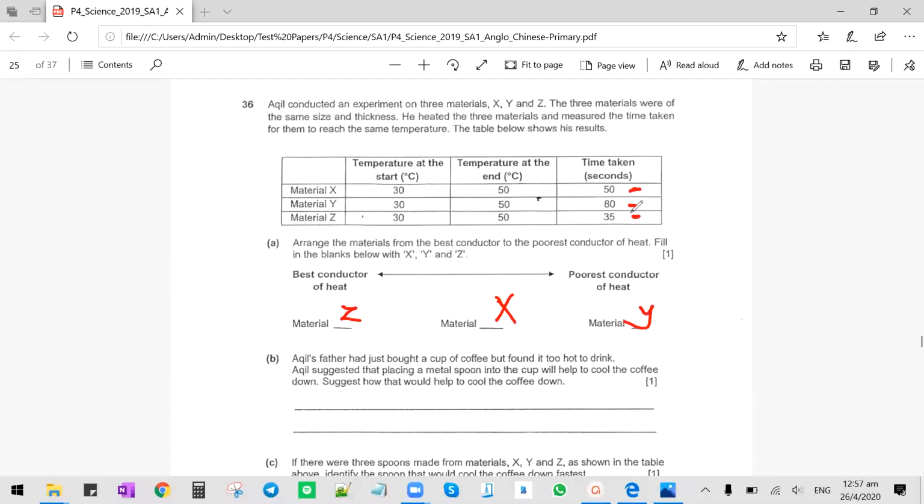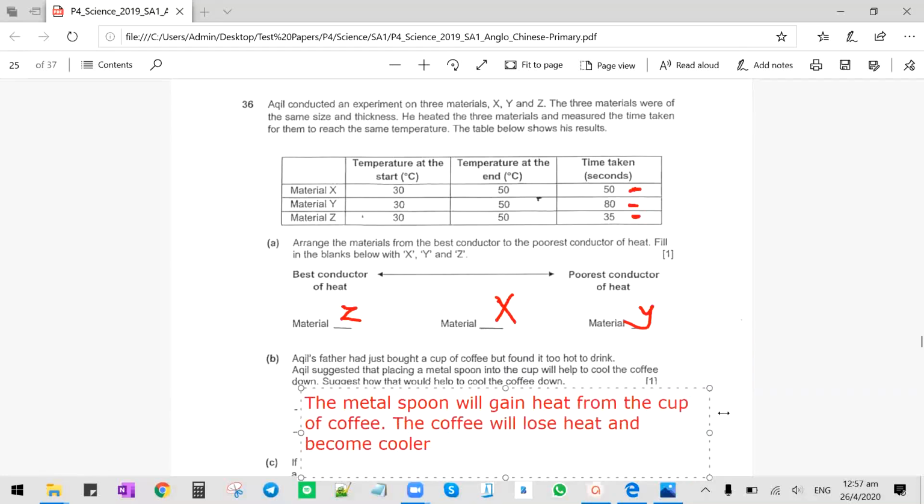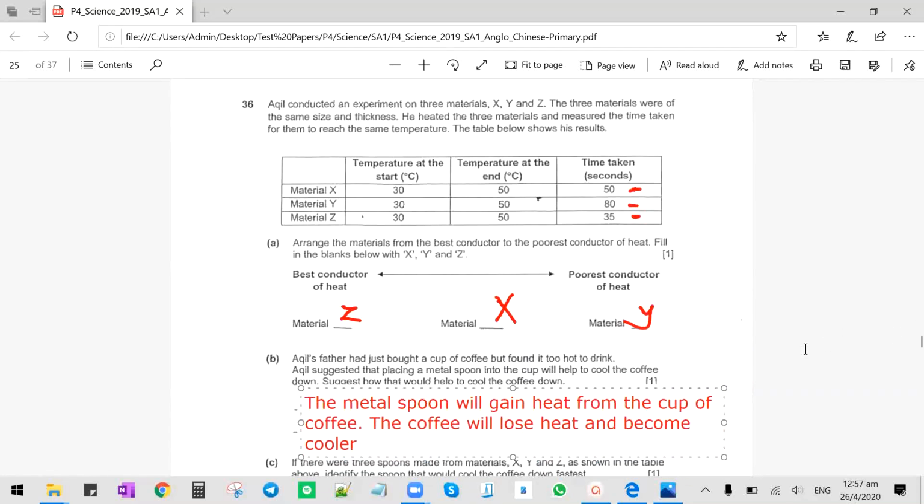Akil's father had just bought a cup of coffee but found it too hot to drink. He suggested that placing a metal spoon in the cup will help to cool the coffee down. Suggest how that will help to cool the coffee down. The metal spoon will gain heat from the cup of coffee, okay? The coffee will lose heat and become cooler. One gains heat, one loses heat. That's the balance, right?